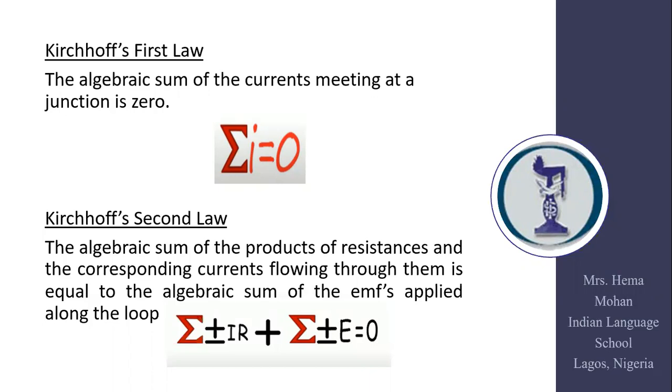And the second law, that's otherwise called the loop law, talks about the conservation of energy, where it says that the sum of the products of the resistance and current will be equal to the total EMF in the circuit, or the algebraic sum of these two is going to be equal to zero.